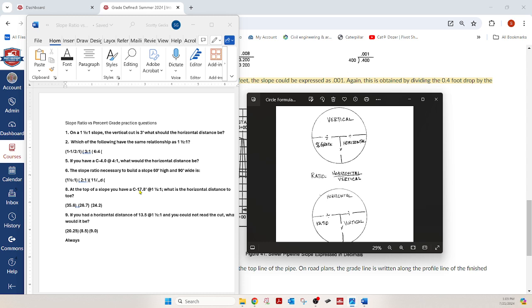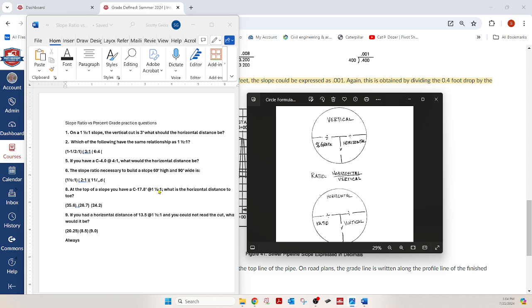At the top of a slope, you have a cut of 17.8. That's your vertical. Your cut is 17 8/10 feet. You have a 1.5 to 1 slope. What in the world is the horizontal? Well, your vertical is 17.8. Let's write that down. Vertical equals 17.8. The slope ratio is 1.5 to 1. So slope equals 1.5.